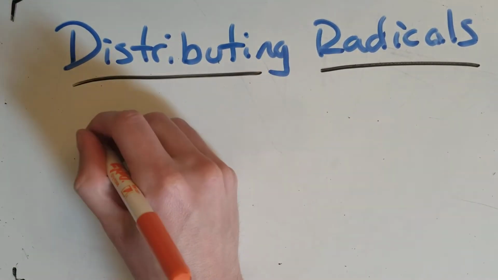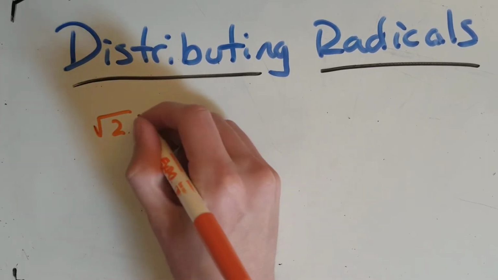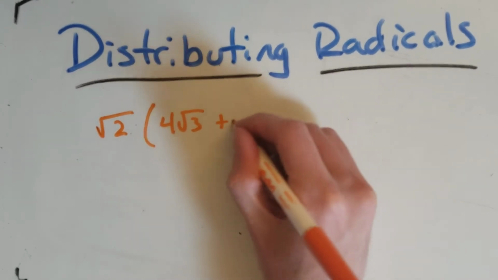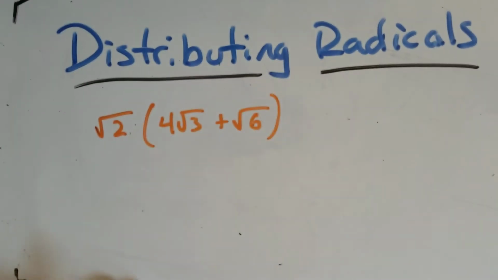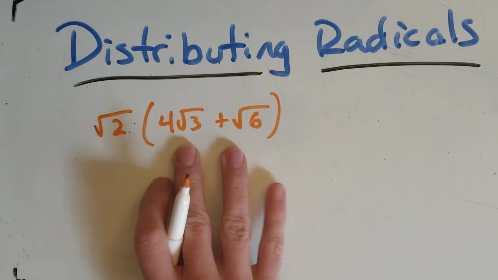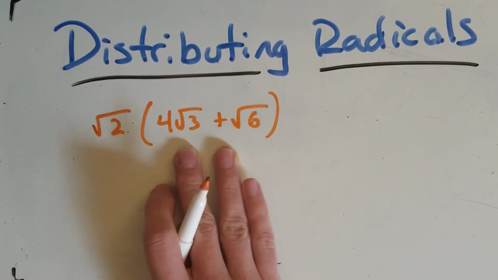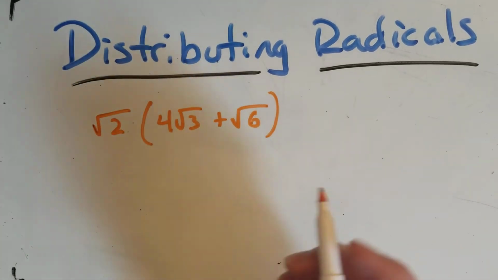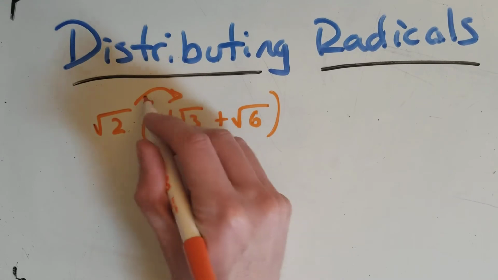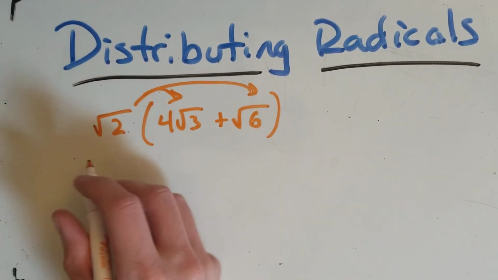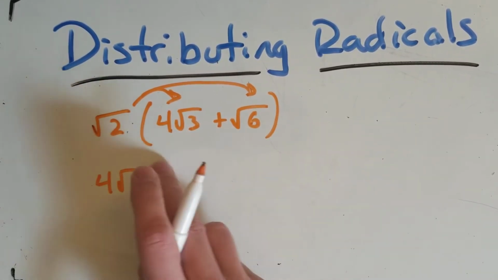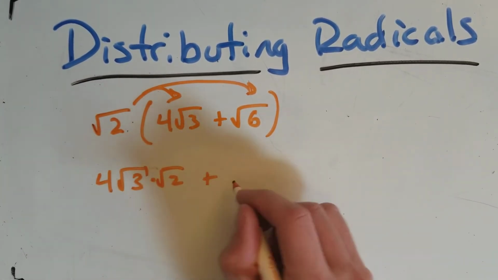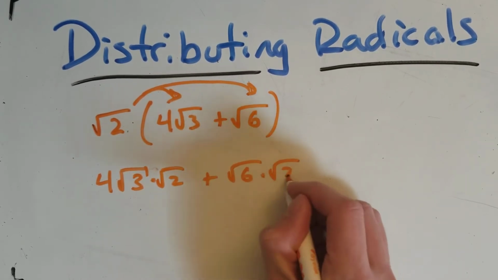So our first one we're going to look at, we have root 2 times the quantity 4 times root 3 plus root 6. What I usually do whenever I have something in parentheses is see if I can simplify and combine like terms. It'll make things easier, but we can't simplify in here, so we just need to go ahead and distribute like we normally would. So we're going to multiply everything by root 2. You're going to end up with 4 times root 3 times root 2 plus root 6 times root 2.